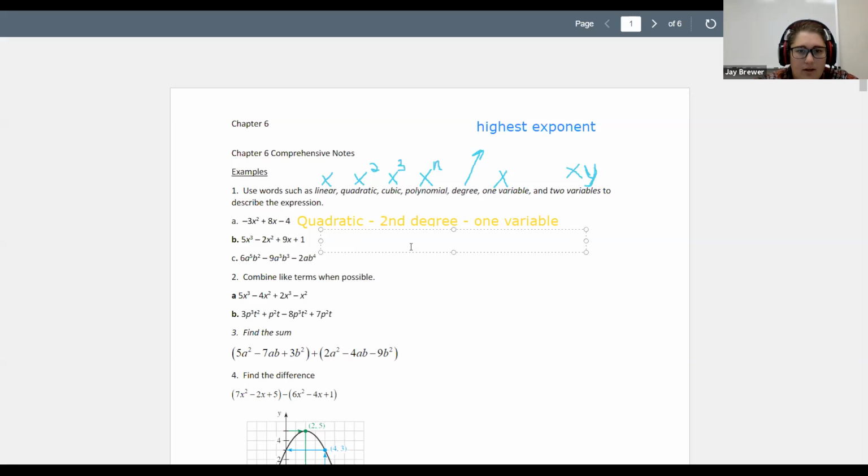All right, I don't want to cut that off, so I'll move over a little bit. All right, if we look at 1b, we have 5x cubed minus x squared plus 9x plus 1. So how would you describe that? Cubic? Somebody new. What would the degree be? 3 degrees. Yep. So third degree. And again, it's one variable.